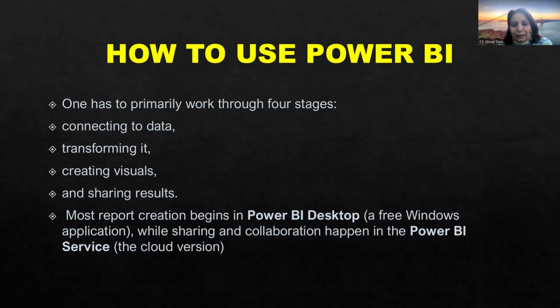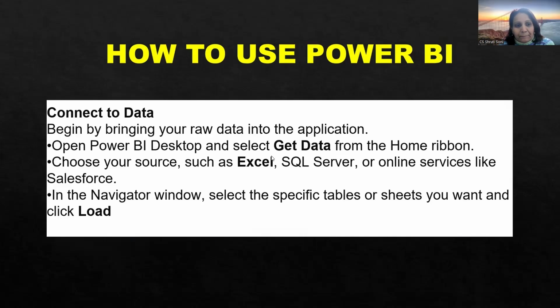And once you do that, then you can start preparing reports and then you can share also. And this thing, sharing and collaboration, it happens in the Power BI service, which is a cloud version of it. So, if I talk about the theoretical steps, first we have to connect to data. That is, you begin by bringing your raw data. Okay, so you might be having different files of yours, like Excel file or any other file.